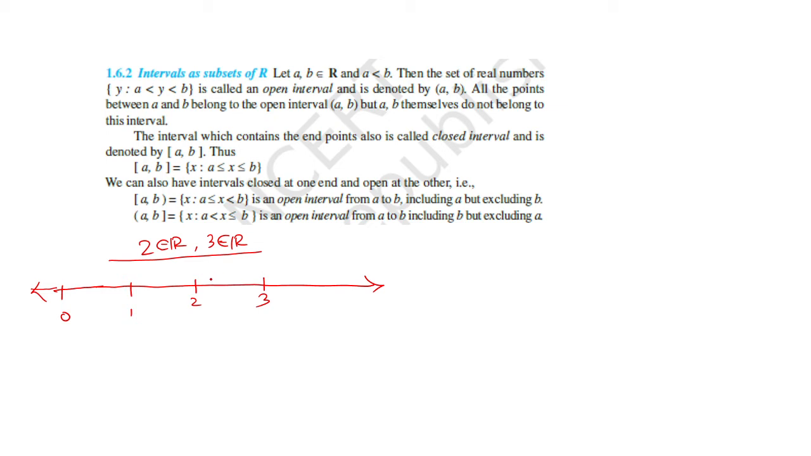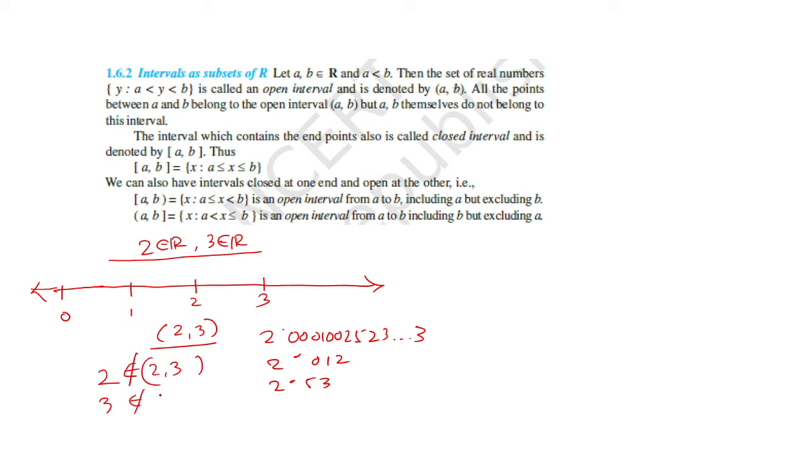So if I ask you to take all the points between 2 and 3 but except 2 and 3, then that interval we call the open interval (2, 3). This means every point between 2 and 3, that means it may be 2.001, 2.5, 2.012, 2.53, whatever. You are permitted to take any point between 2 and 3, but you are not permitted to take boundary points. That is, 2 does not belong to (2, 3), and 3 does not belong to (2, 3).